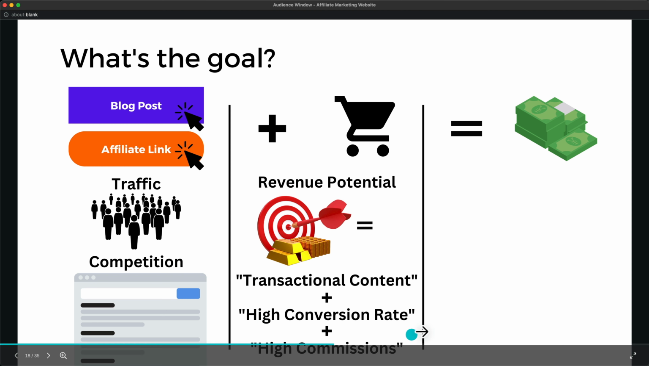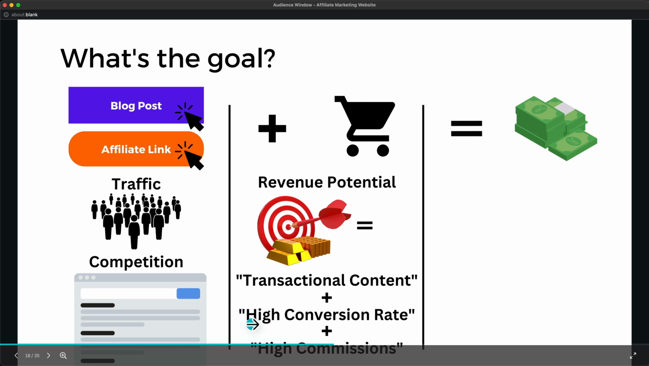Then we want to have a high conversion rate. Now, this is already hard to judge when you're starting out because you don't have any experience with products, but you want to make sure that the product you are recommending actually converts and makes you money. It doesn't make sense to send clicks to a product that is not good, doesn't convert and doesn't make you any money.